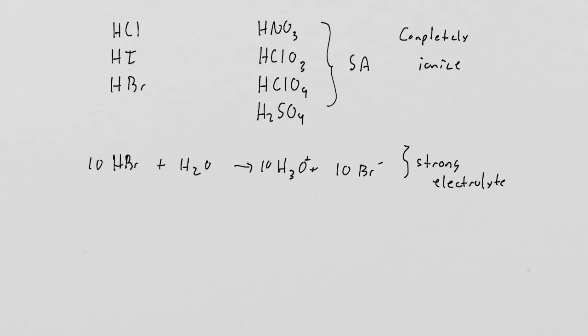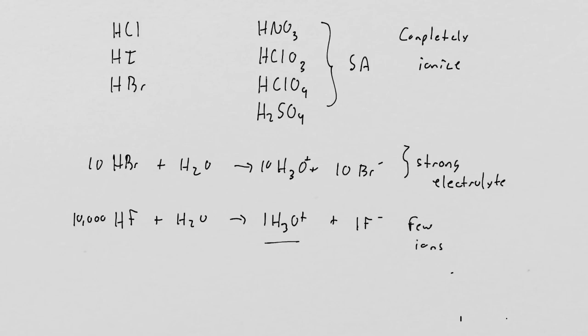If you have a weaker acid, let's say like hydrofluoric acid, you might have to put 10,000 molecules of hydrofluoric acid into water, okay? And during that process, you're basically going to end up with maybe one H3O plus. Now it's still an acid. You still made some ions that weren't there, right? And you're going to get one fluoride ion, okay? But because you get so few ions, and most of the HF stays in molecular form.